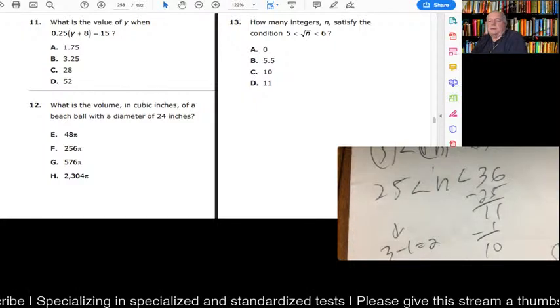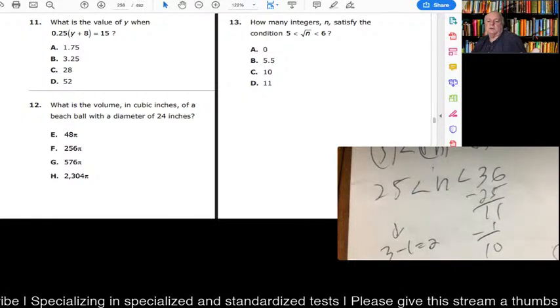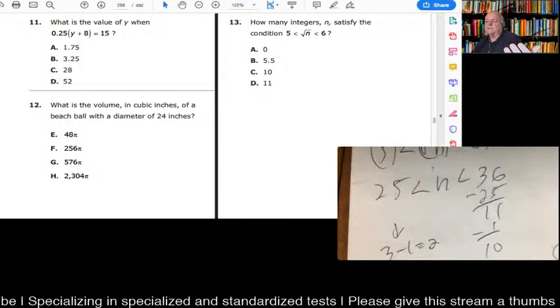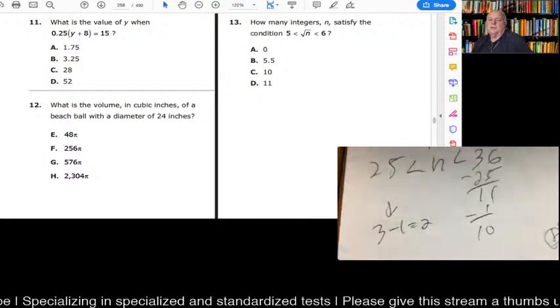Yeah, it's 10. 26, 27, 28, 29, 30, 31, 32, 33, 34, 35. We want to go to 35. We don't want to go to 36. Okay, so we get 10.